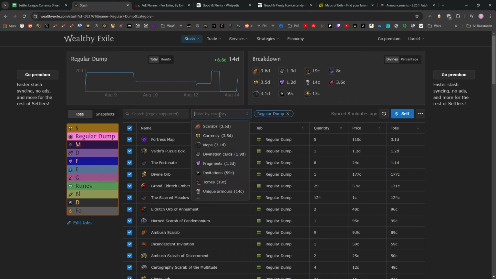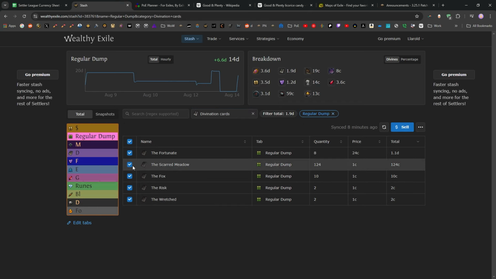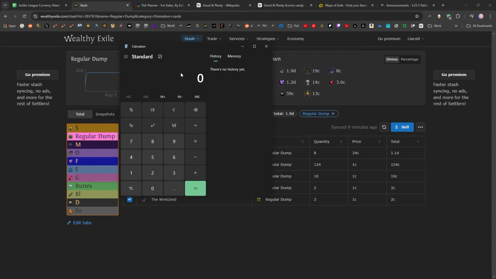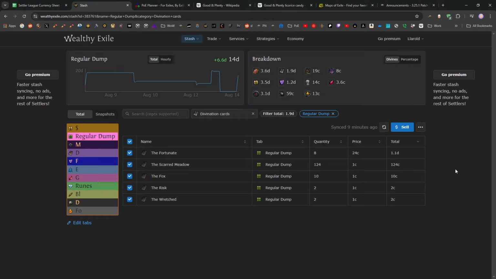And that Div card value is heavily inflated by this Scarred Meadow, which is complete BS. This is worthless. This is zero here. It's really only about one divine's worth of divination cards in the form of those eight Fortunate cards, which for what it's worth, I guess are a little bit undervalued. Eight Fortunate cards is listed as 1.1 divines. That's not quite correct. 12 divided by two, six cards to a divine, so it should be 1.3 divines, roughly. So that's a little bit of an undervalue there, I suppose. I'm not worried about it.